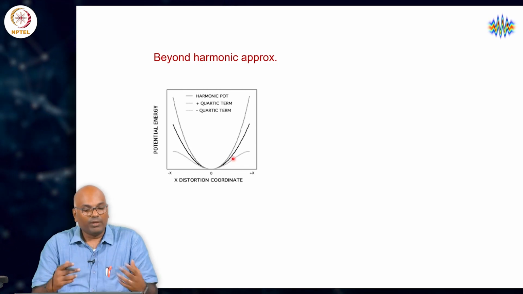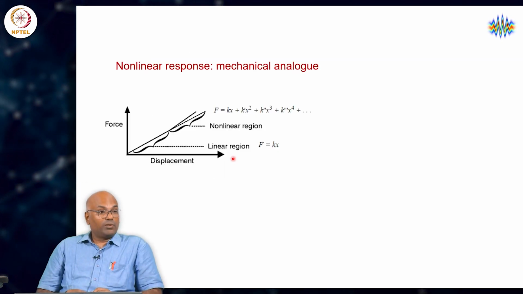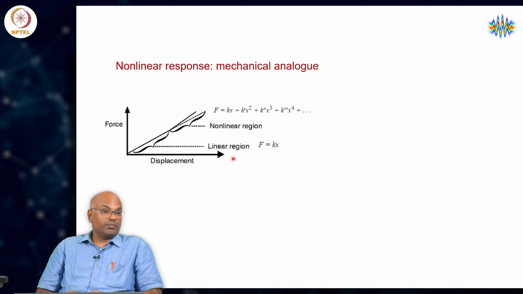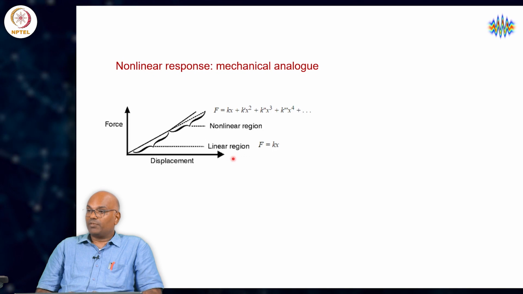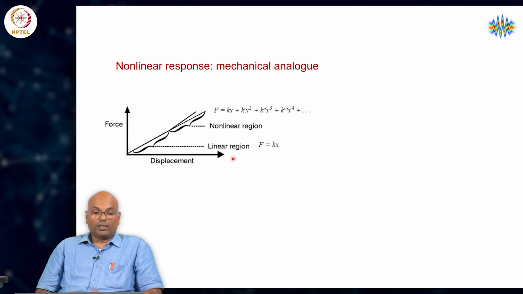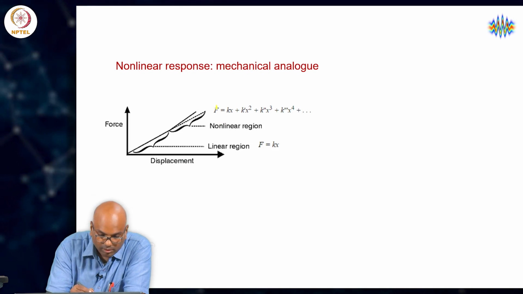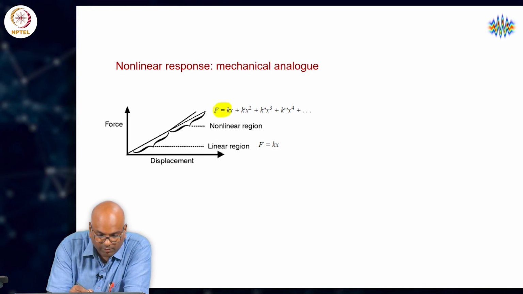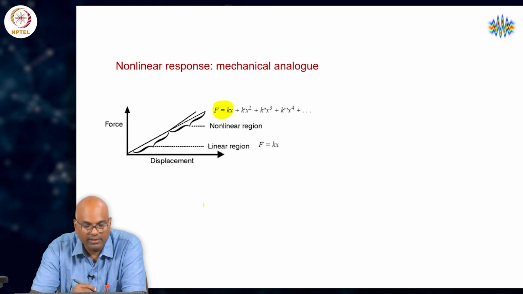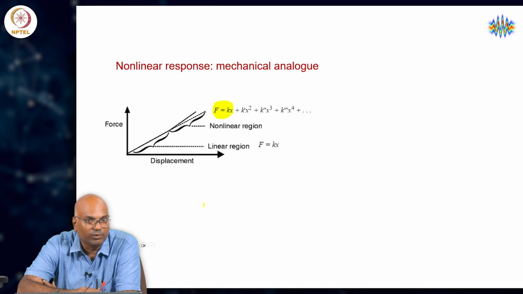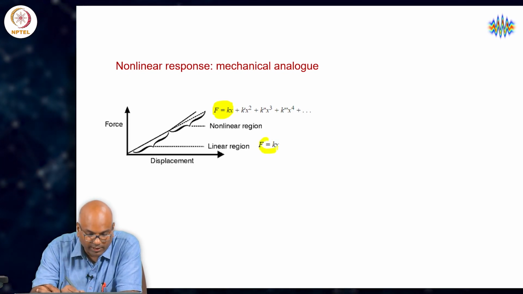So, the moment we go beyond the harmonic approximation, just as in the case of a Hookean system, in very elementary considerations in physics and mechanics, a mechanical analog: Hooke's law, the Hookean response, is F equals minus kx. K is restoring, so it always pushes you back towards the zero, right. So, the linear region is marked by kx.